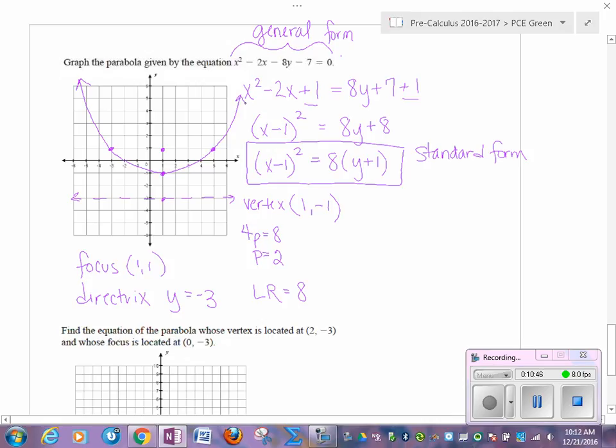Okay, notice we moved from general form to standard form, identified the vertex, the focus, the directrix, and the length of our latus rectum to make sure that our parabola was more accurate.